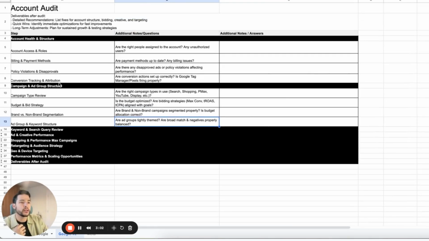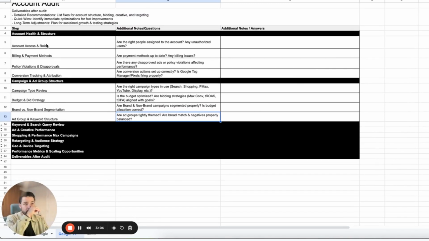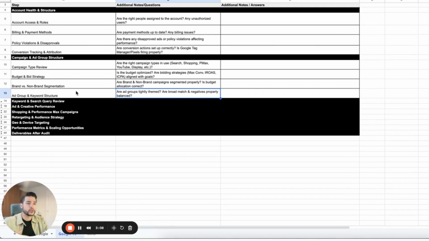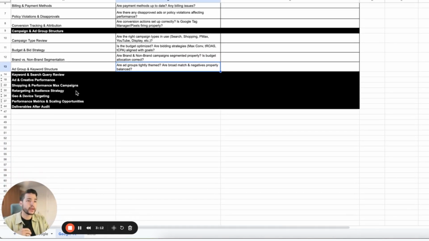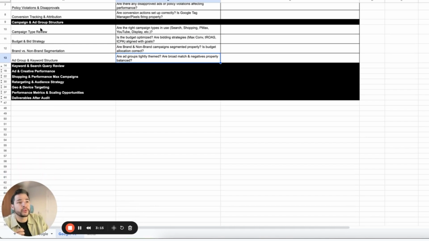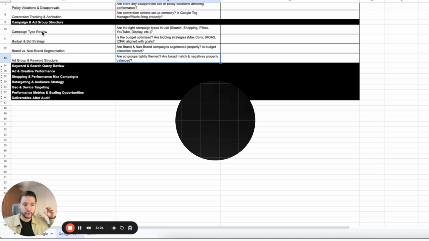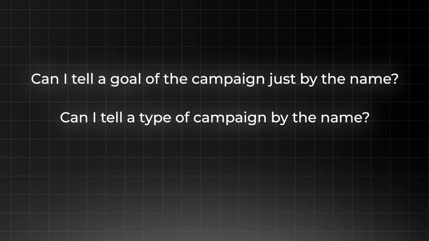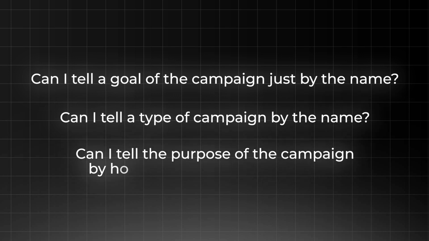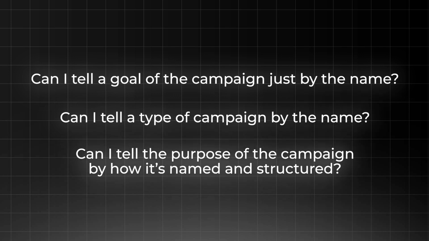So super high level, the way we look at this at Whitelabeled is we'll hop into account health and structure, right? So what does that look like? Conversion, any policy disapproval things that we need to be aware of. From there, we'll hop into campaign and ad group structure, right? Big thing here, look at the naming conventions. Can I tell the goal of the campaign, the targeting of the campaign just by the name? Can I tell the type of campaign by the name? Can I tell the purpose of the campaign by how it's named and structured, right?